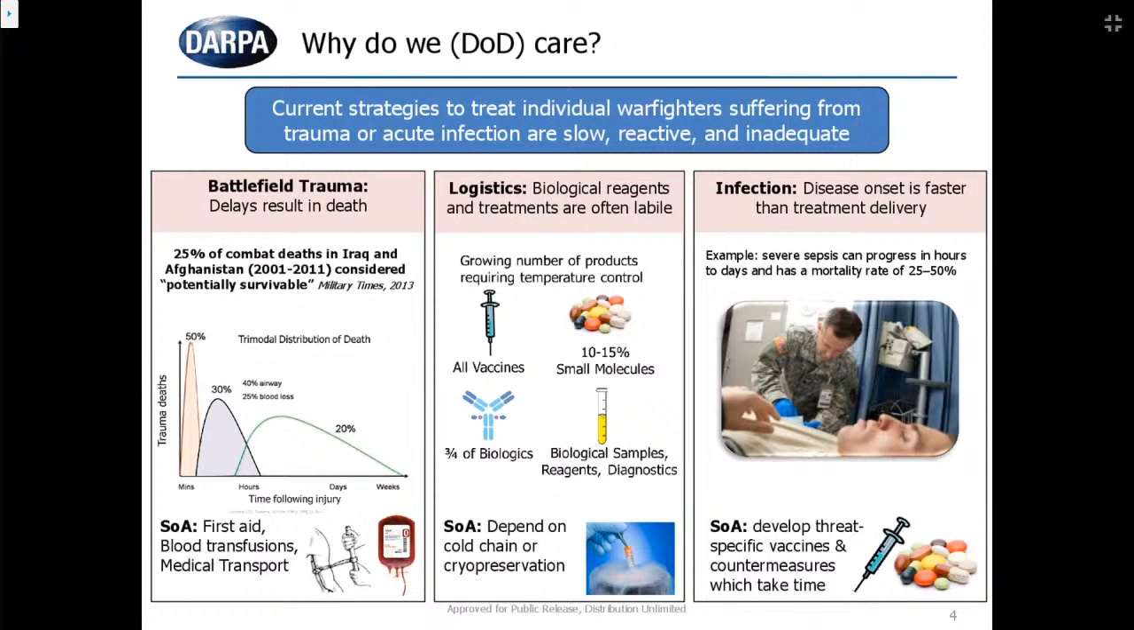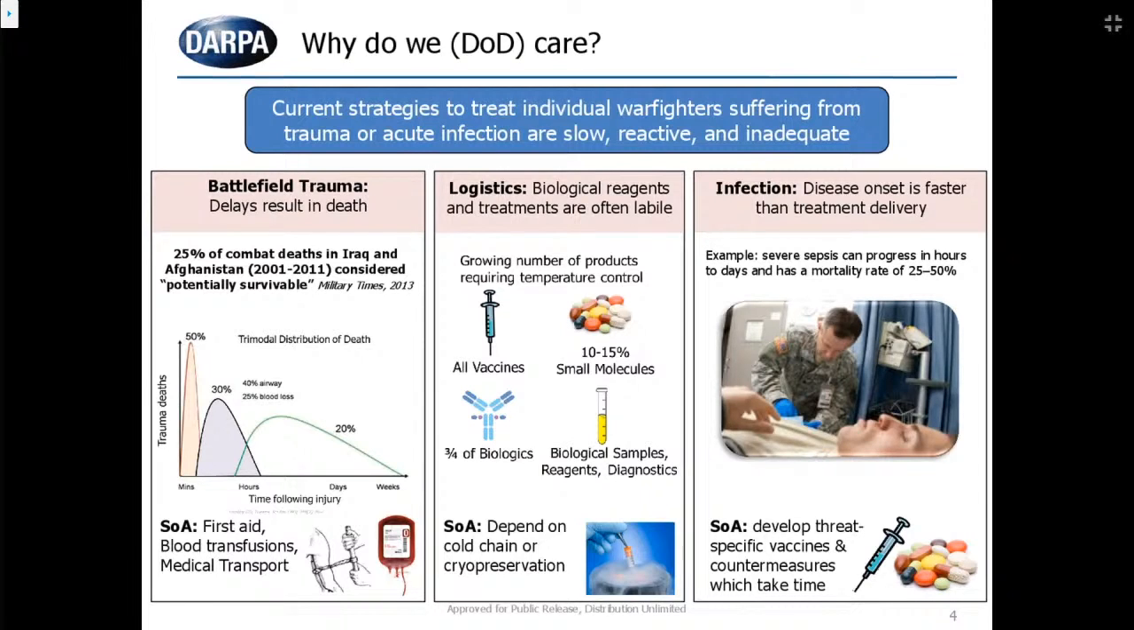So why is it that we, as the Department of Defense, care? Here are some examples of how time represents a contributing factor in military medicine and support. In the panel directly to the left, you'll see this pattern that defines the relationship between elapsed time since critical injury and the risk for incidents of death. And it's called the trimodal distribution of death following trauma.